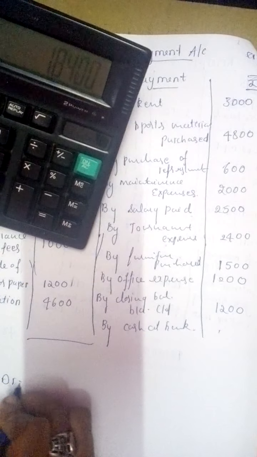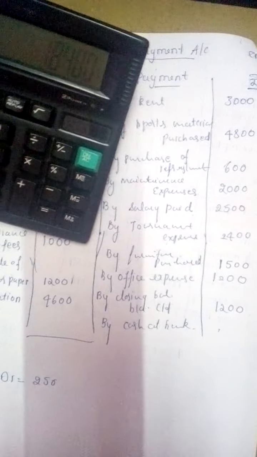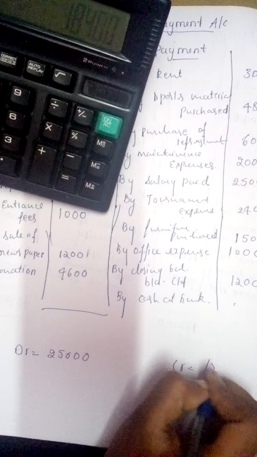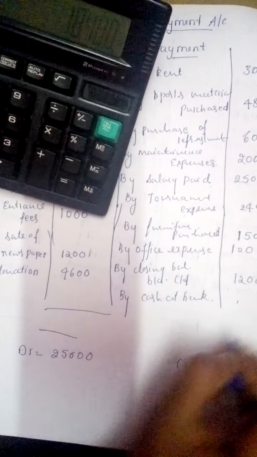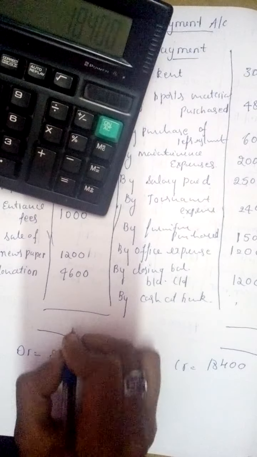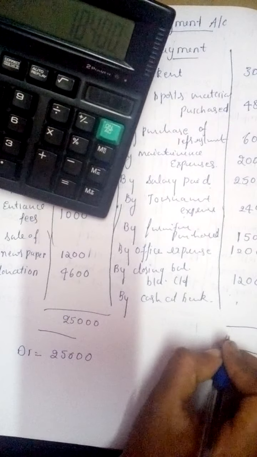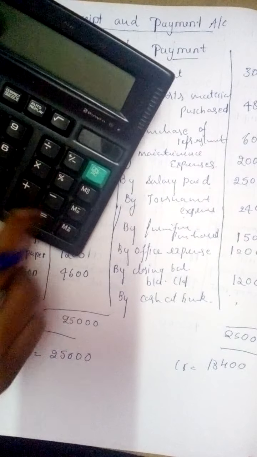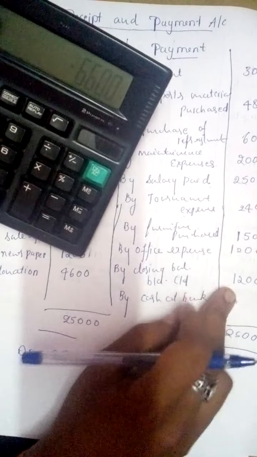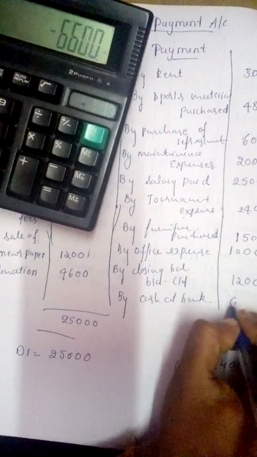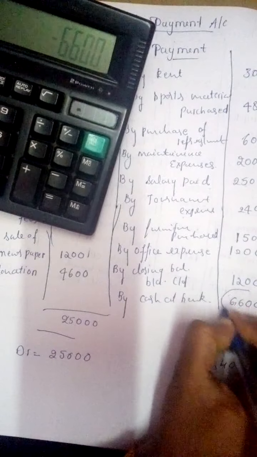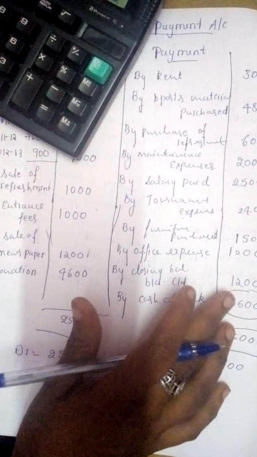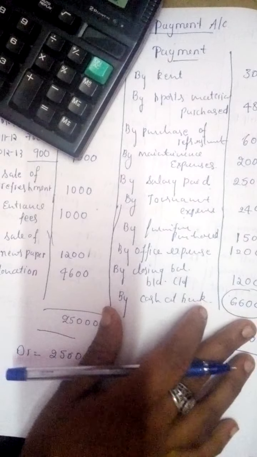So debit side is 25,000. Credit side is 18,400. So the difference amount is cash at bank. So write down the total, that is 25,000. So the difference between 25,000 and 18,400 is 6,600. So this one is the cash at bank. This one is the amount we have calculated. So in this manner we need to prepare receipt and payment account.